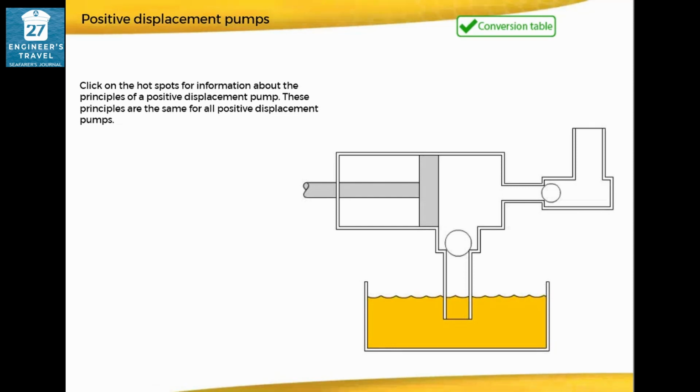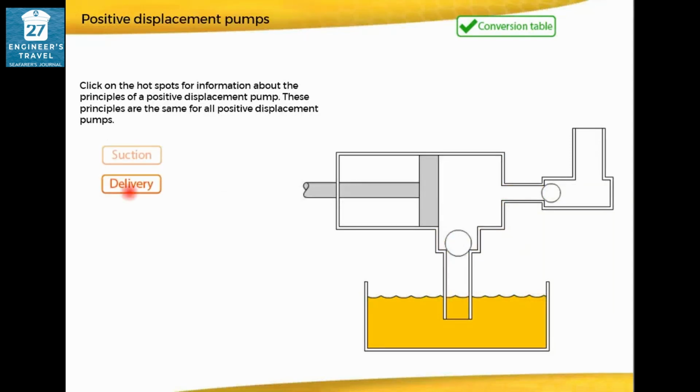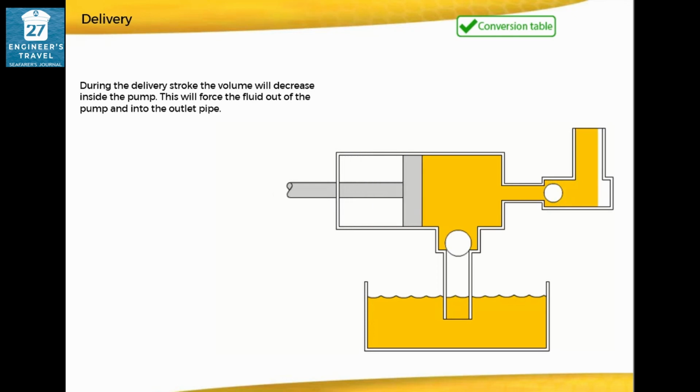These principles are the same for all positive displacement pumps. During the suction stroke, there will be an increasing volume inside the pump. This will create a negative pressure at the inlet port, which enables atmospheric pressure to force fluid from the reservoir and into the pump. During the delivery stroke, the volume will decrease inside the pump. This will force the fluid out of the pump and into the outlet pipe.